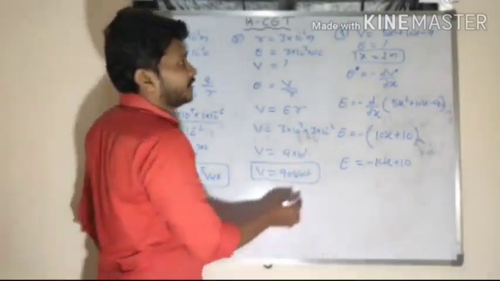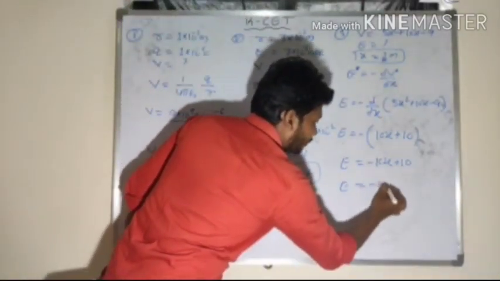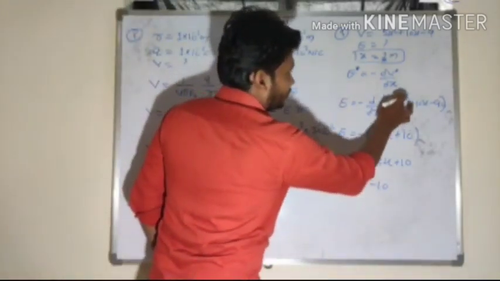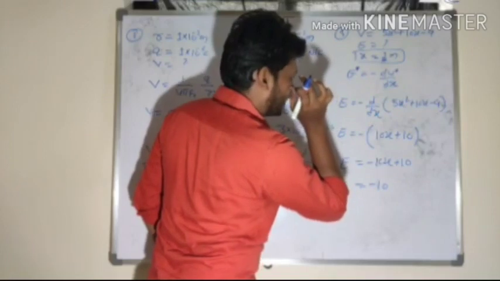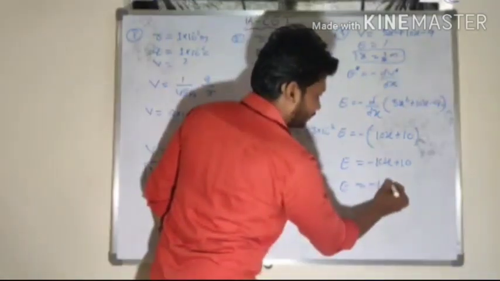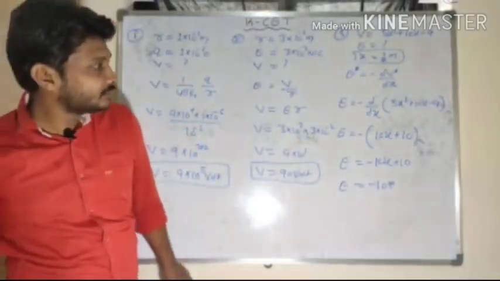So at a distance of x is equal to 1 meter, E is equal to minus of 10x... sorry, one second, I will solve here.